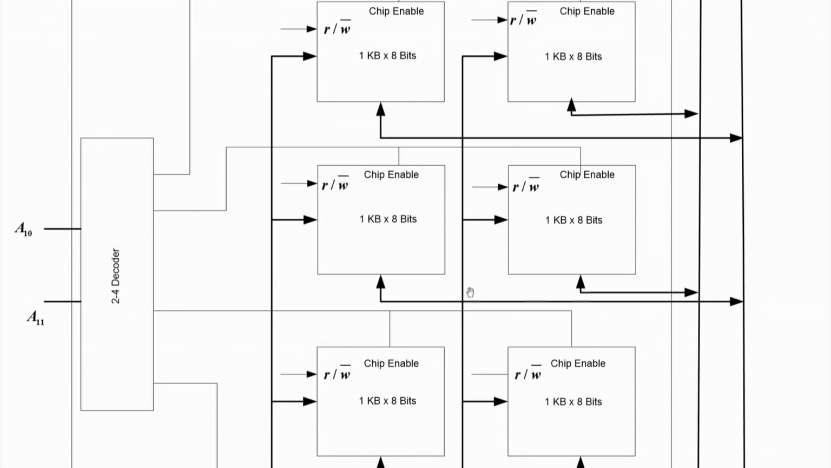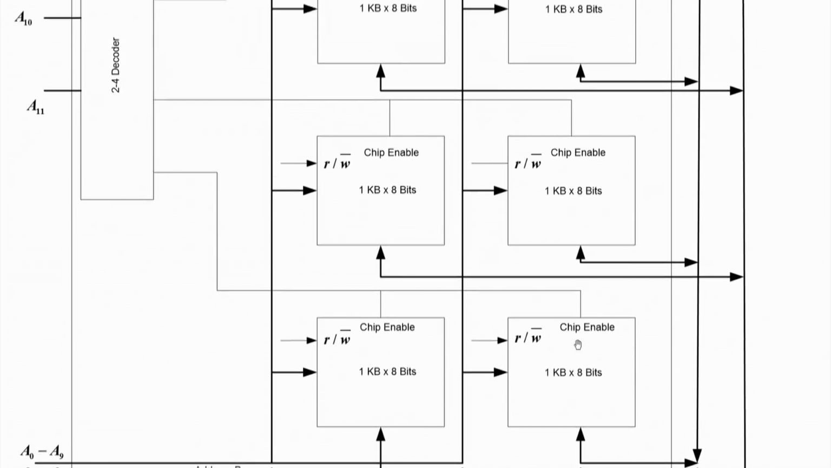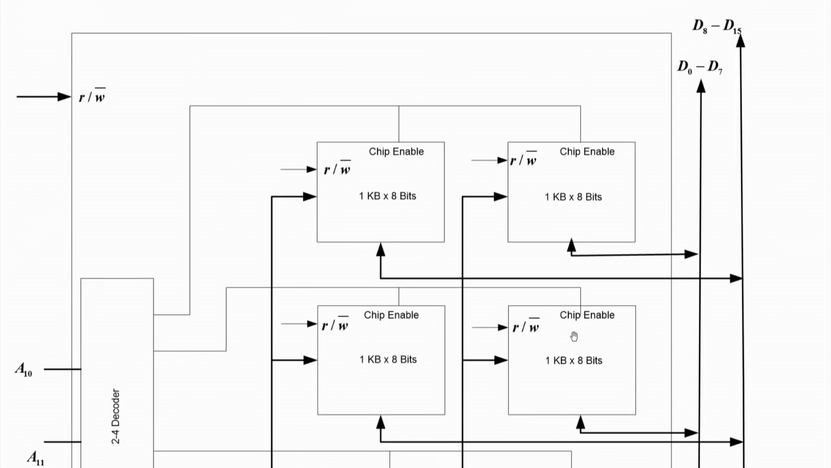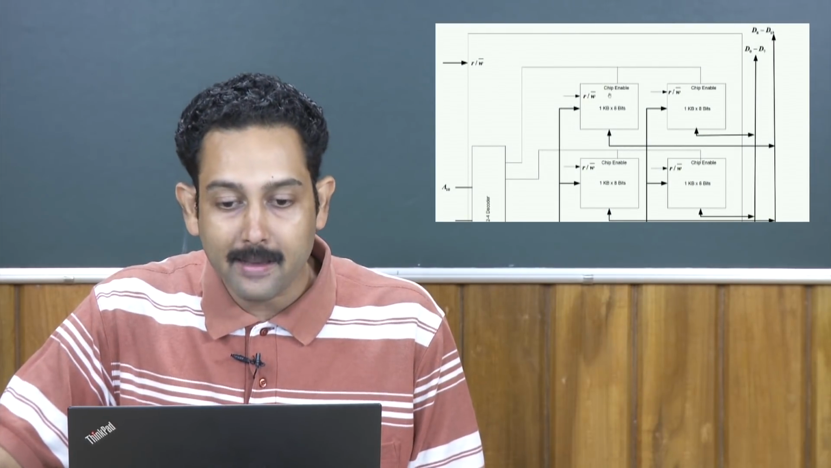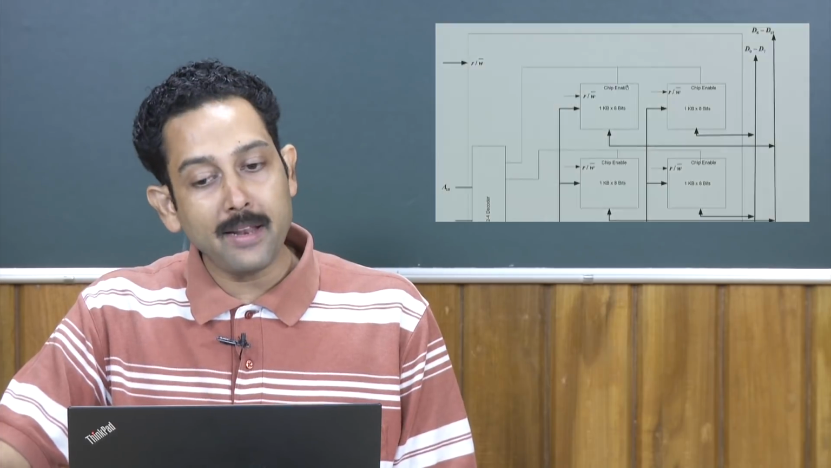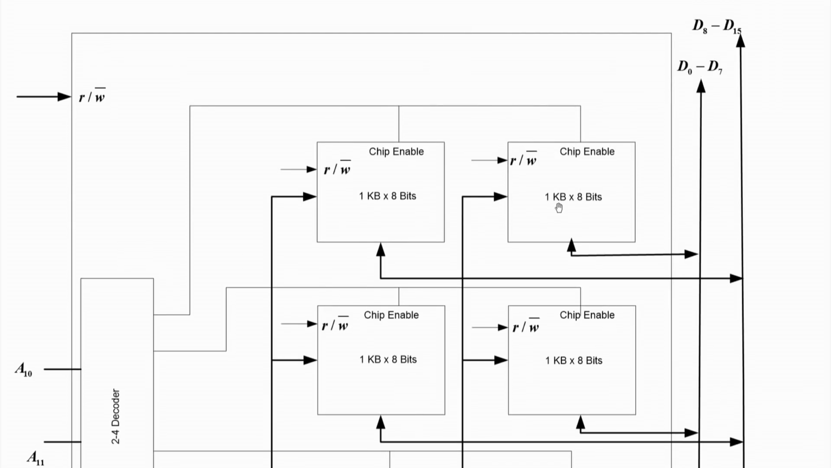And if it is 0 1, this row is selected, and for 1 0 and 1 1, the other rows are selected; all the other rows must not be selected at that time. So, how can we implement this? A very simple implementation is a 2:4 decoder, because each chip has something called a chip enable. If the chip enable is 1, that chip is operating, otherwise it is not giving any output.